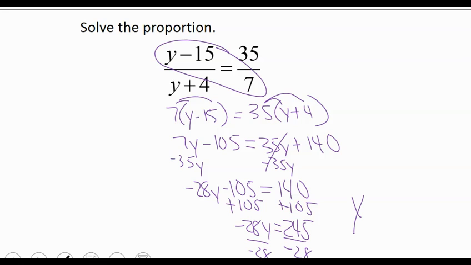And y will equal, I'm going to guess that's going to simplify down. So 245 divided by negative 28 is negative 8.75. I'll turn that into a fraction. It's negative 35 fourths. So y equals negative 35 fourths is our answer.